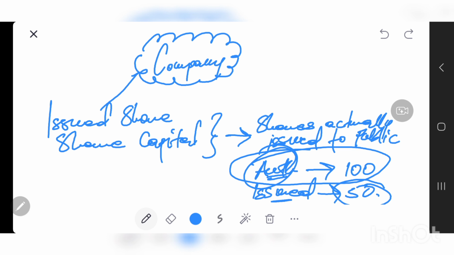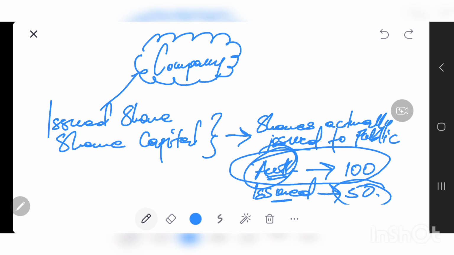So that's that. We've spoken about the authorized share capital, which is the maximum number of shares that the company is allowed to issue. We have spoken about the issued share capital, which is the shares that are issued now, the shares that are actually issued to the public.